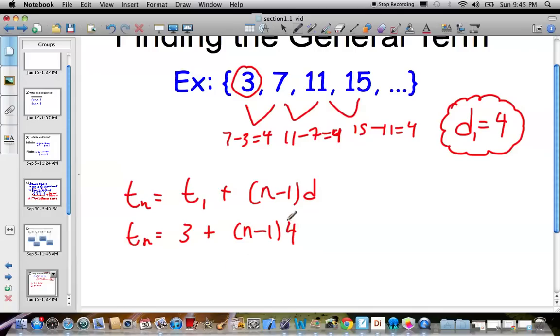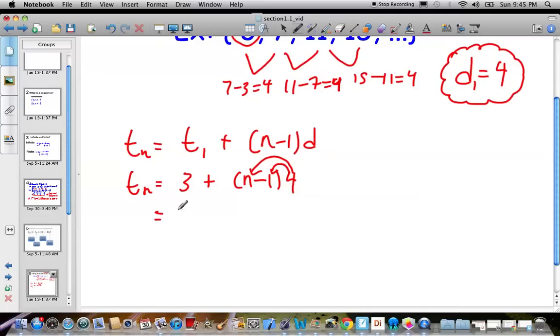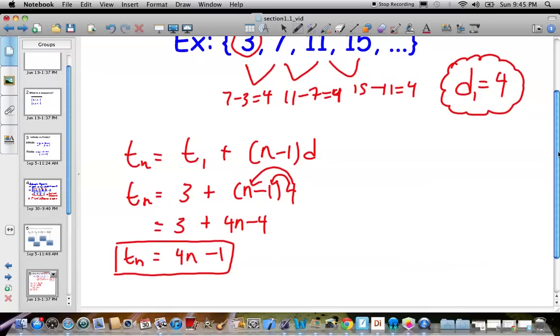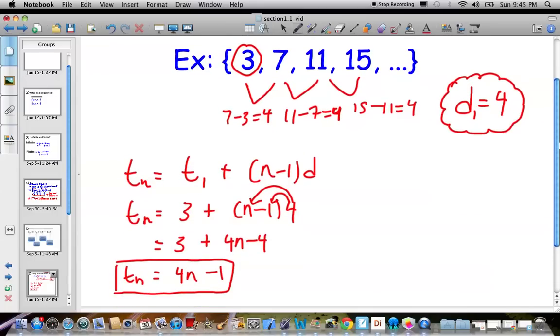So now what we do here is we just distribute through, just like this. And then we have 3 plus 4n minus 4. So I multiply this, multiply that, and then I can just get rid of my like terms. So 3 subtract 4, so that's 4n minus 1. This is my general term right here, 4n minus 1.